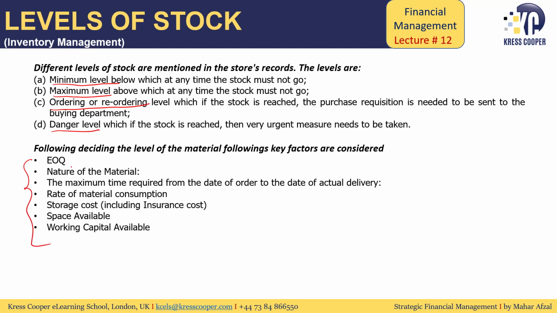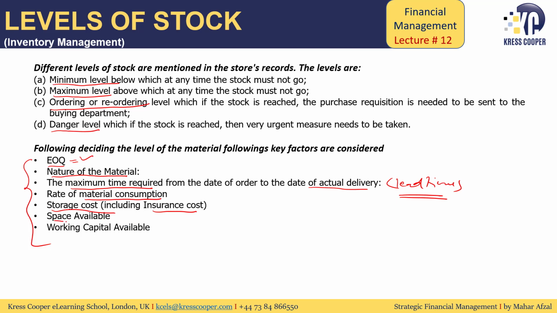To decide all these different levels of stock, these are the key factors always considered. First, the EOQ, economic order quantity, which we have already learned. The economic order quantity tells us what should be the size of the order every time an order is placed. Then the nature of the material, and the maximum time required for delivery, which is called lead time. Lead time is the difference in time between when the order is placed and when the order is received. It also depends upon the material consumption rate, storage cost and insurance cost.